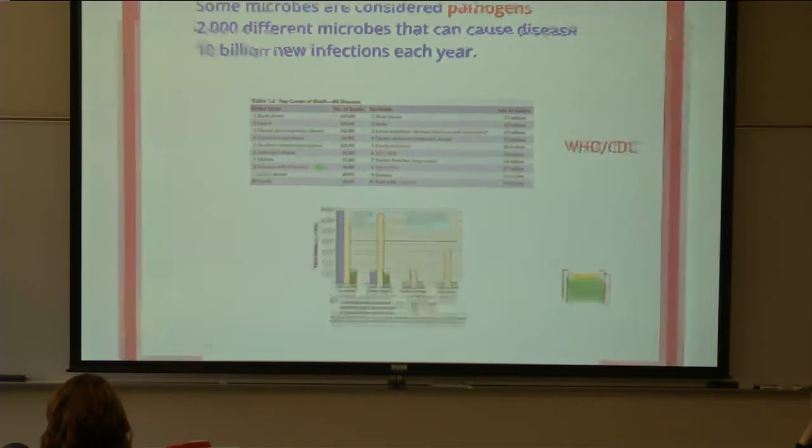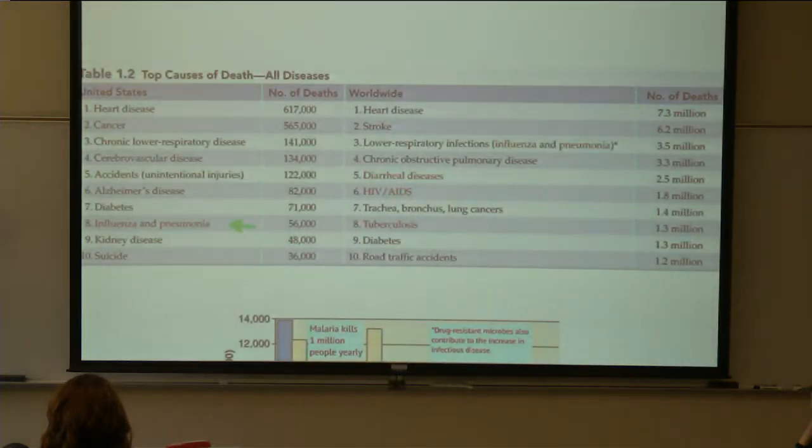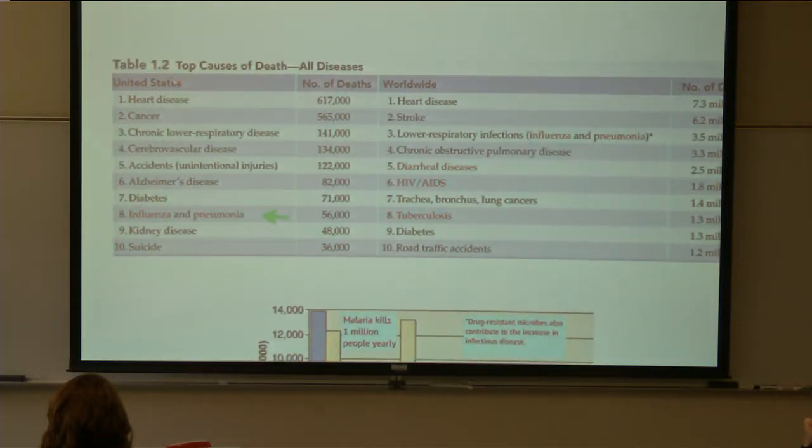There's a table up here. This table is taking a look at top causes of death, all diseases. So if you look at the United States, okay, right here in pink, I put a little arrow right here. This is going to be the only category, so number 8, we look at influenza and pneumonia, that is related to microbes. Okay. Everything else on this list, okay, we're looking at lifestyle, genetics, and so on.